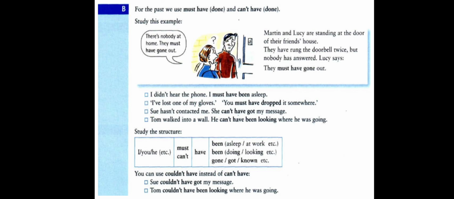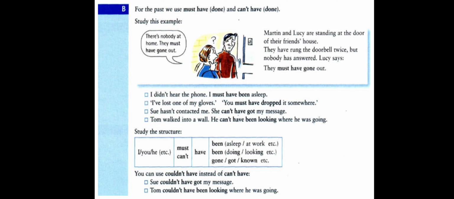Sue can't have got my message. We can replace it by Sue couldn't have got my message. So in the negative inference in the past, we use can't plus have plus past participle, or we can replace can't by couldn't, and it becomes couldn't have plus past participle. So we can say Sue can't have got my message, or Sue couldn't have got my message.